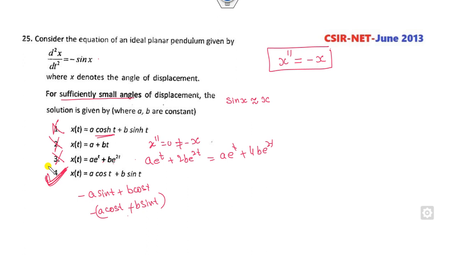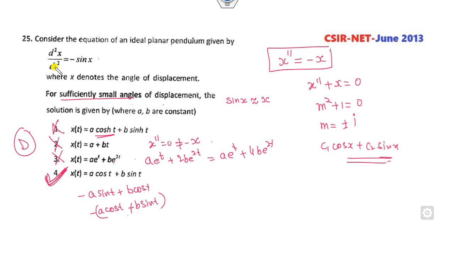Otherwise, you can double integrate them, or you can simply write it this way. This is m square plus 1, so m is plus or minus iota. So c1 cos x plus c2 sin x is my right answer. Or this is a derivative with respect to t, so sine of t and cos of t is the right answer.